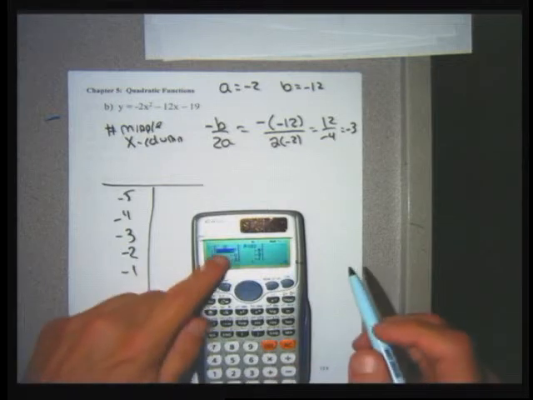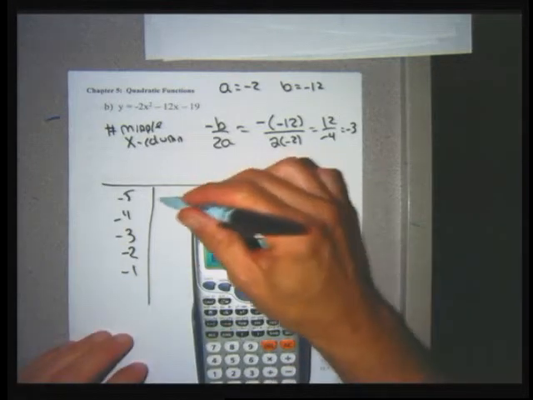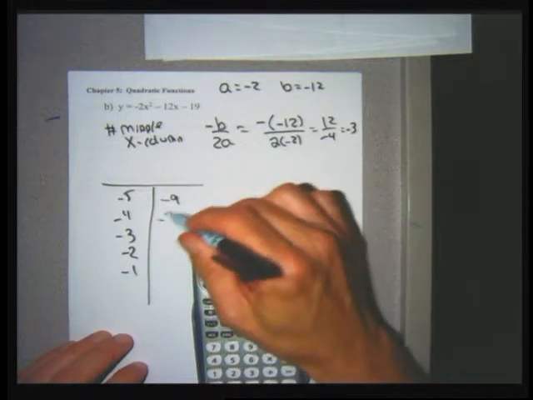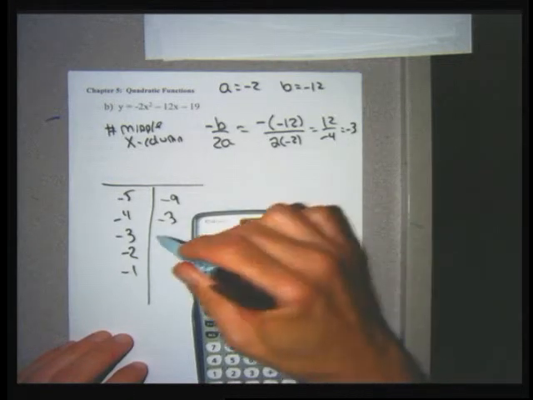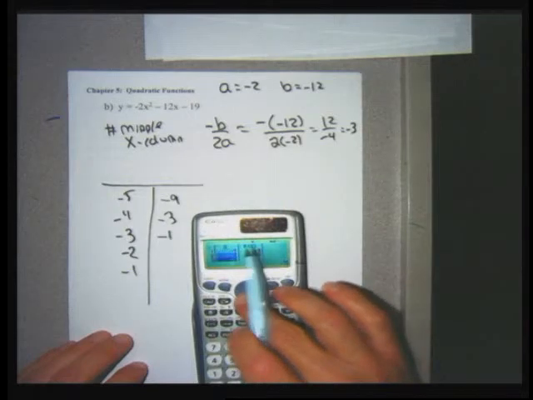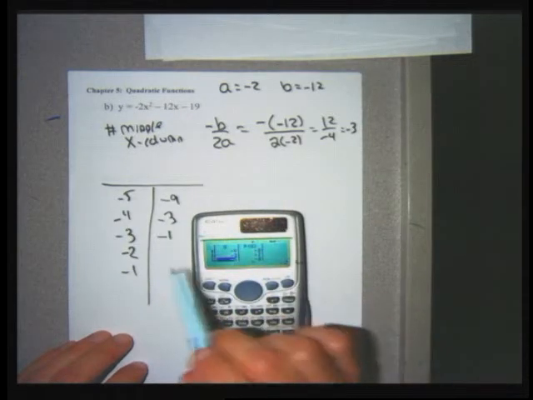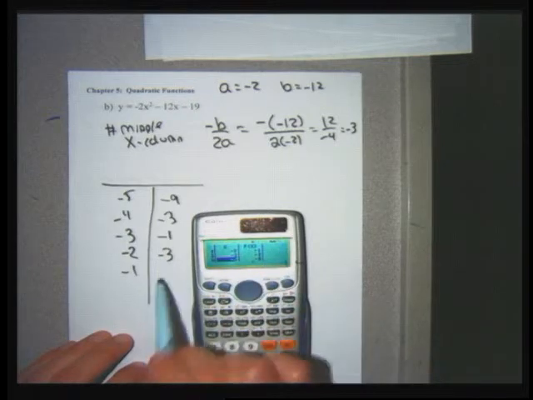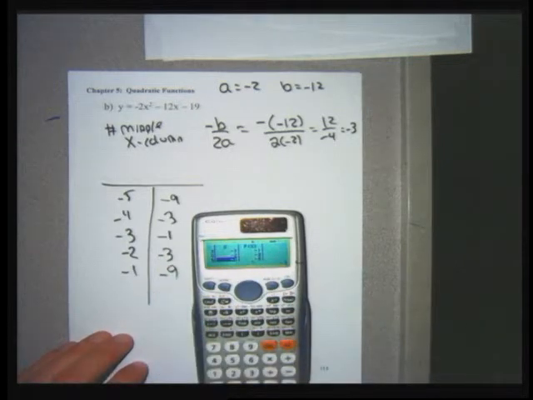First point is the point -5, -9. Second point is the point -4, -3. And then -3, -1. And then -2, -3. And then -1, -9. I'm not really liking to plot this, but I'll deal with it.